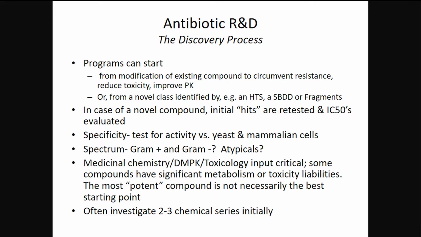Lynn touched on this. You want to do initially some tests in some fairly crude ways, namely look at yeast and mammalian cells, make sure that they're not toxic to that. You also want to see the spectrum. Am I getting mostly gram positives? Am I getting gram negatives? Am I getting atypicals? As we go along, medicinal chemistry, DMPK, and toxicology become very critical, and we'll talk a bit about some of the ways you have to pay attention to toxic liabilities.